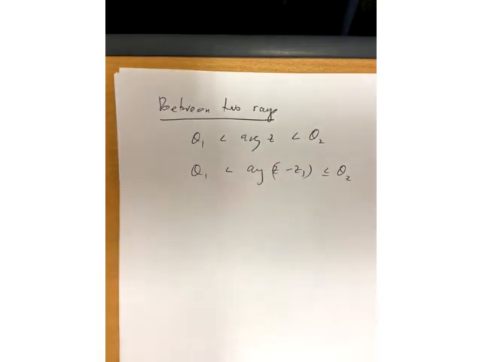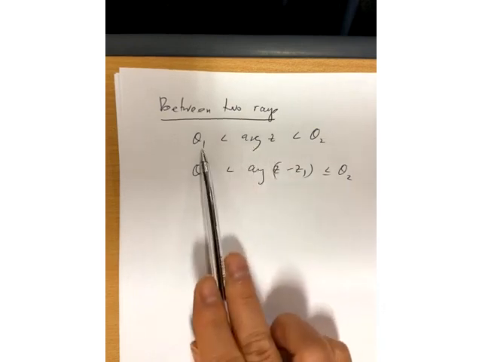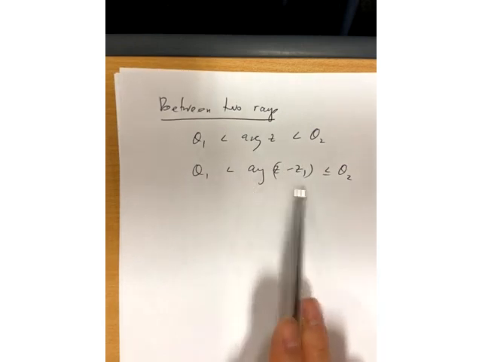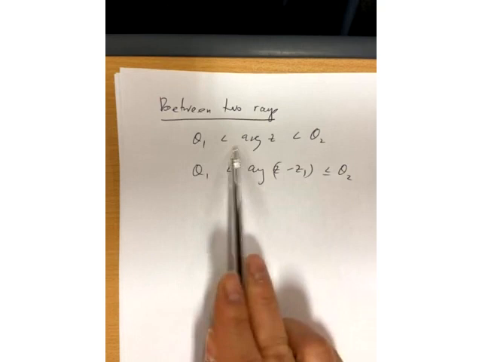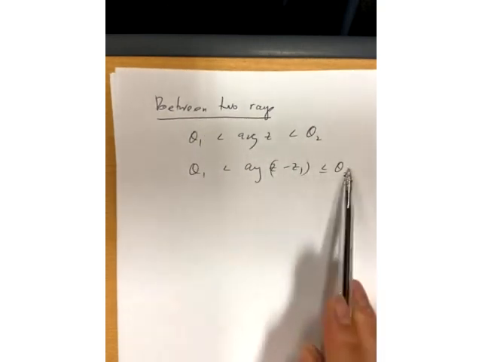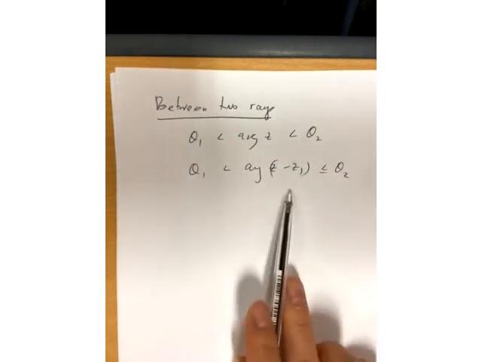All right, today we're looking at locus of rays, specifically between two rays. There are two versions: arg z between theta 1 and theta 2, and arg (z minus z1) between theta 1 and theta 2. Now, there are variations in this too. There could be equal to here, there could be equal to here, so there are four versions of this, and four versions of this.